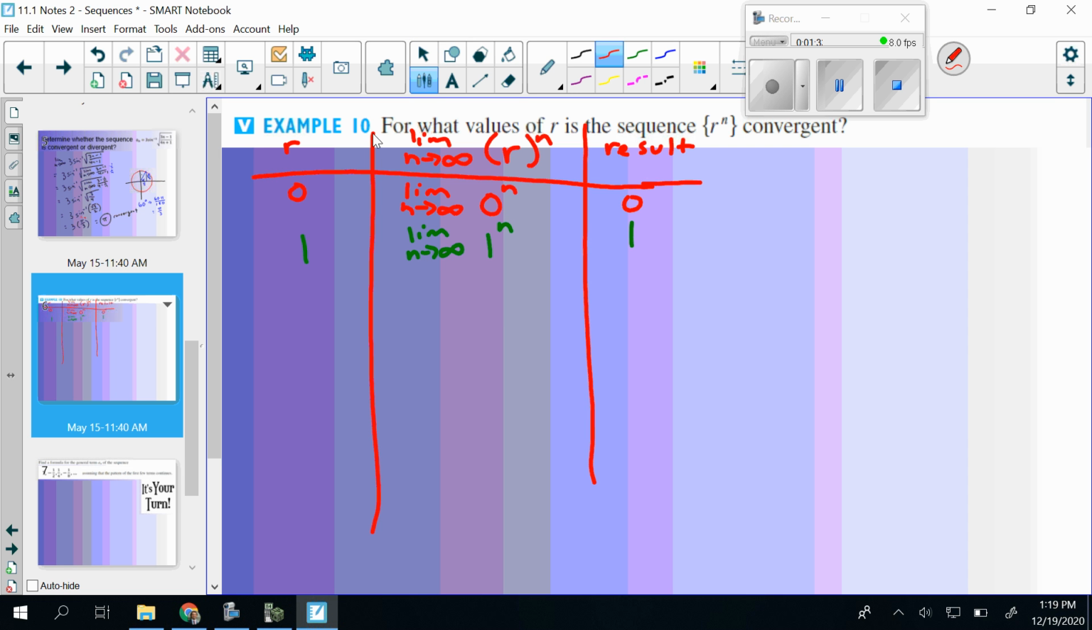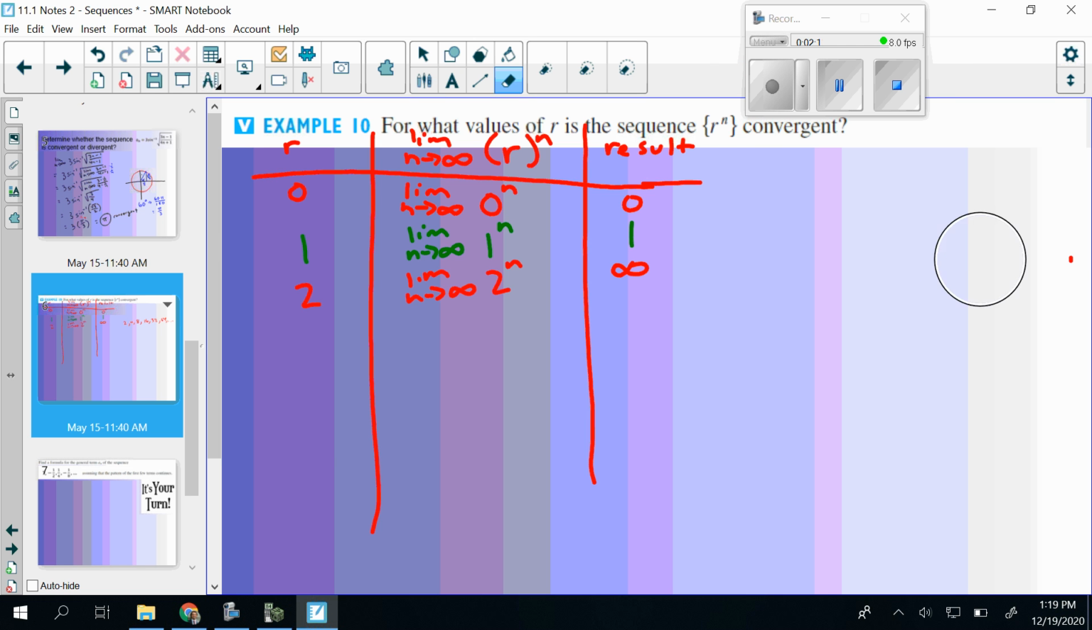Let's go up 1. What if we do 2? Limit as n goes to infinity of 2 to the n. Well, if we put in bigger numbers, our sequence would be 2, 4, 2 to the third power would be 8, 2 to the fourth power is 16. This is doubling each time. What's going to happen with that sequence? That sequence should get very large. That one's going to approach infinity.